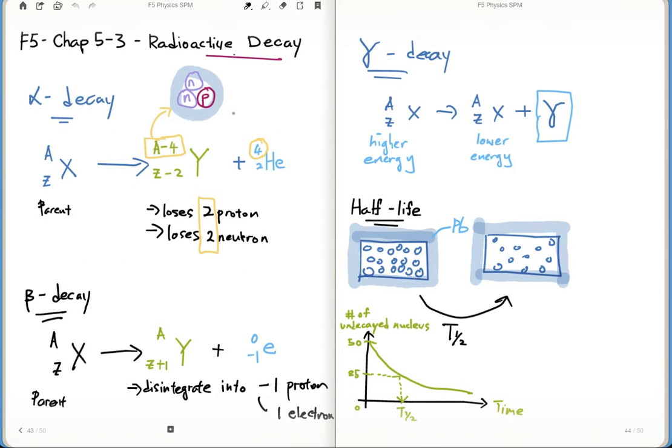Now in my previous chapter on radioactive decay, whenever you have a radioactive material that decays, you are going to get an energetic particle, for example helium in this case. For beta decay you have an electron, and for gamma decay you have gamma. Then how are you going to detect it? How are you going to detect the presence of radioactive material?